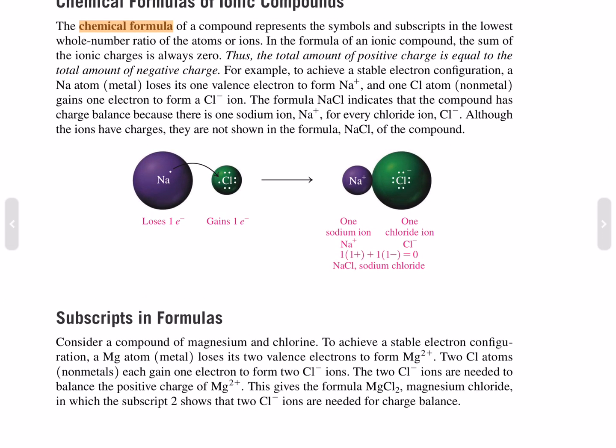Subscripts in formulas. Consider a compound of magnesium and chlorine. To achieve a stable electron configuration, a magnesium atom, which is a metal, loses 2 valence electrons to form a magnesium cation, Mg2+. 2 chlorine atoms, which are nonmetals, each gain 1 electron to form 2 chloride anions. The 2 chloride ions are needed to balance the positive charge of the Mg2+. This gives the formula MgCl2, magnesium chloride, in which the subscript 2 shows that 2 chloride ions are needed for charge balance.